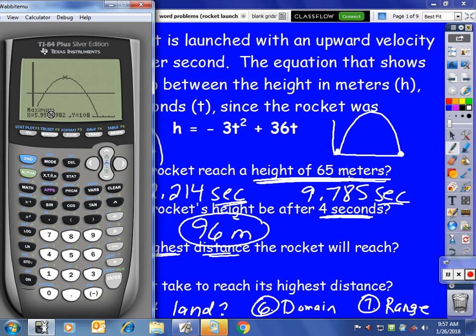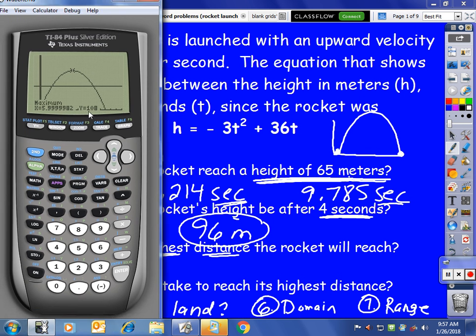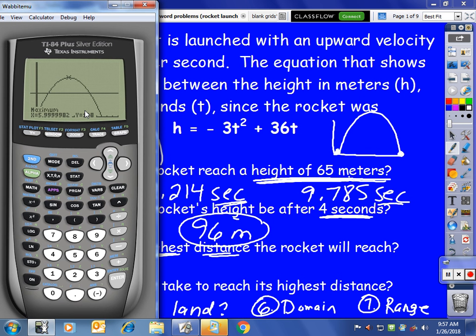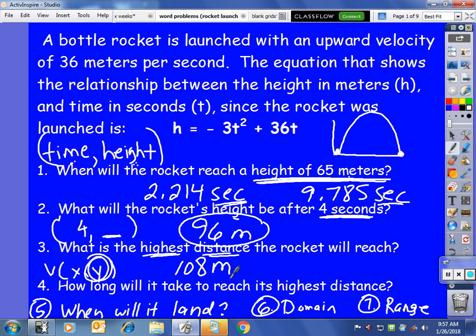Now remember, the X value is not perfect. Some of you are giving me, Julio, I think you are, giving me the wrong X value. The X value is not really 5.999. It's really exactly 6, but I'm not asking for the x value right now anyway. I'm asking for the y value. What's the maximum height? 108 meters.